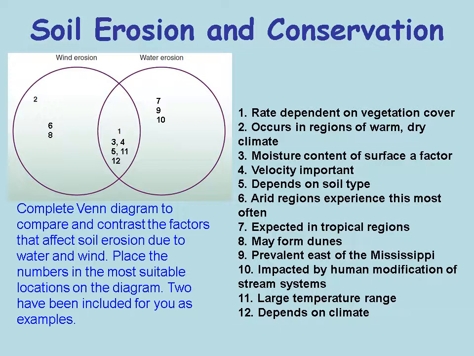And then all the rest of the numbers, both wind erosion and water erosion, both affect soil erosion. For one, the rate is dependent on vegetation cover. They're both affected by moisture content of the surface. Velocity is important. The faster the wind and the water, the more soil is eroded away. Number 5, depends on soil type.